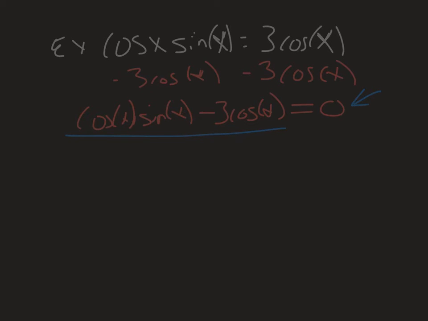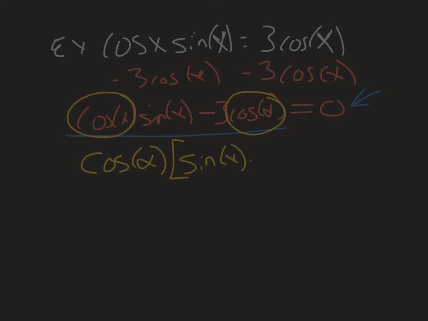And you may notice right here, I can't really combine these things because I have sine of x times cosine of x minus 3 times the cosine of x. I can't really combine them. They're not like terms. However, I'm looking at both of these and noticing they both have a cosine of x in common. So if I do some factoring, some reverse distributive property, I can think about this as cosine of x times the quantity of sine of x minus 3 has to equal 0.